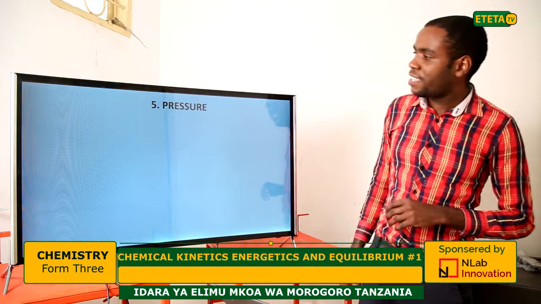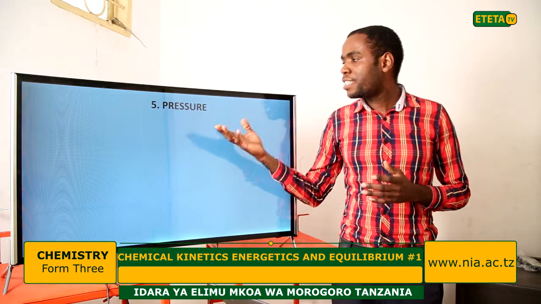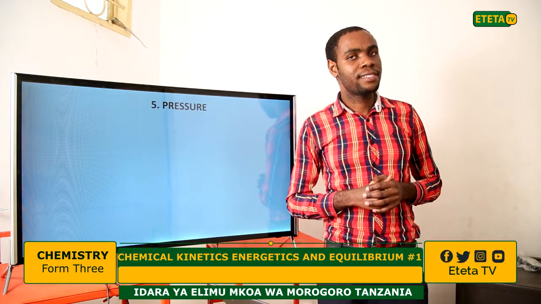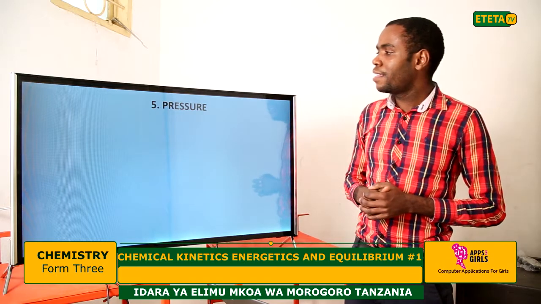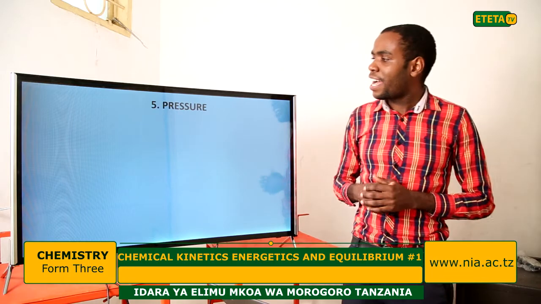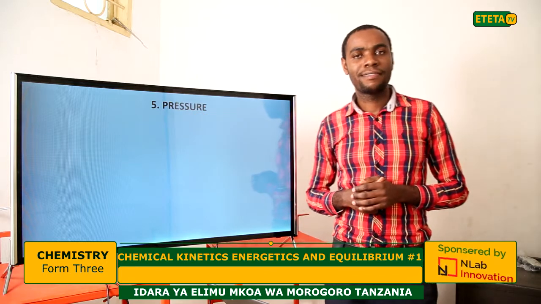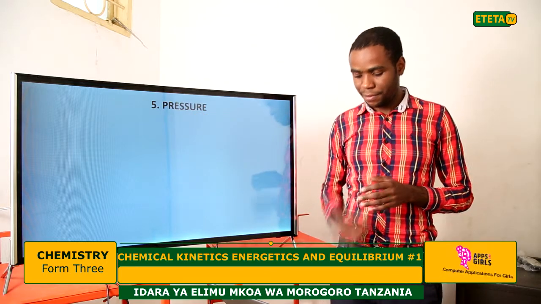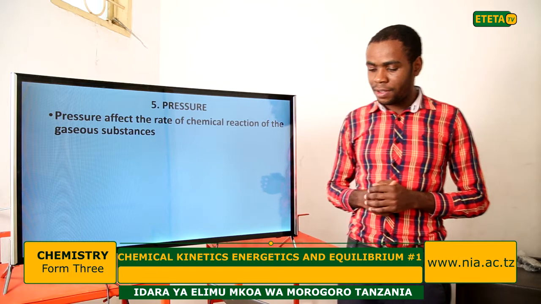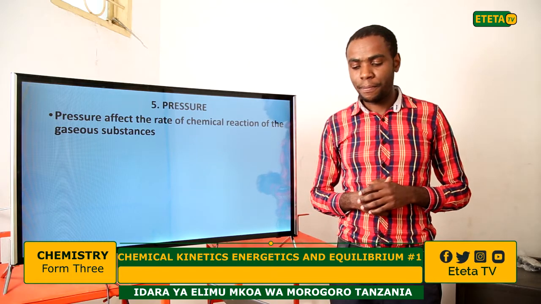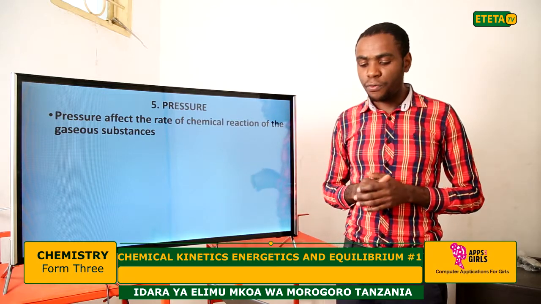Now, the last is pressure. Can you tell us how the pressure affects the rate of chemical reaction, dear students and viewers? Can you tell us briefly? Can you explain briefly how the pressure affects the rate of chemical reaction? It is like this. Pressure affects the rate of chemical reaction of gaseous substances. Point to remember, pressure affects the rate of chemical reactions of gaseous substances.